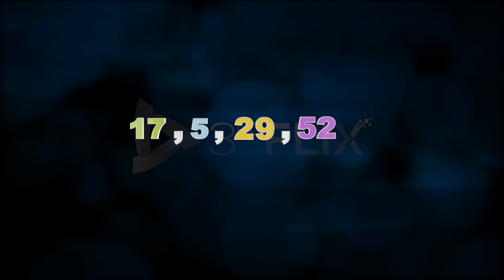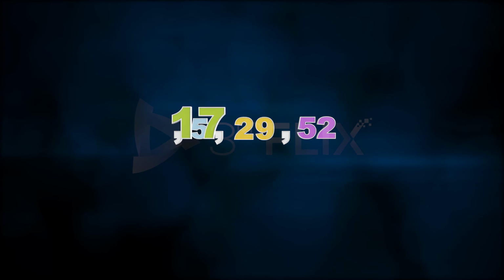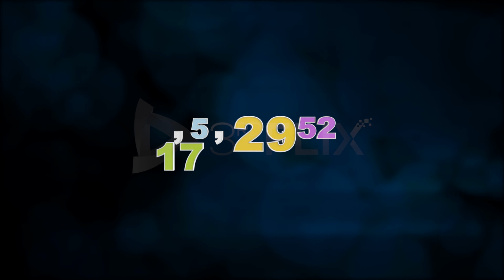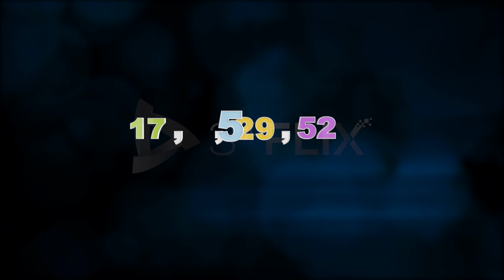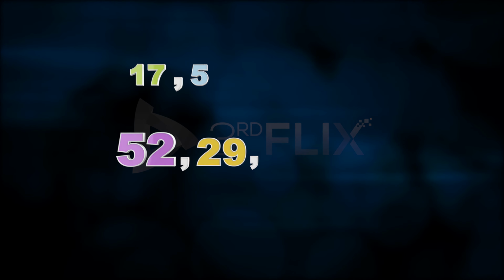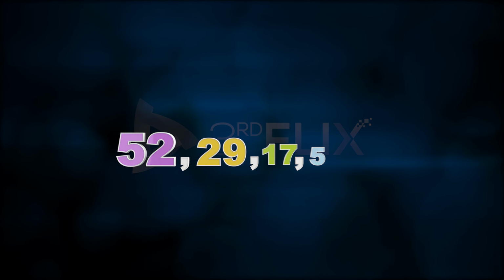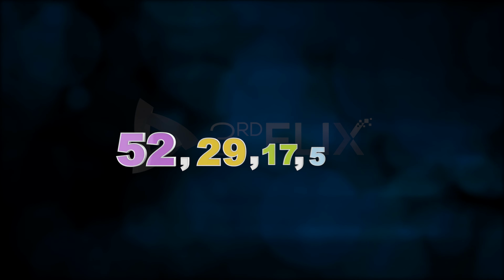52 is the biggest of all. 29 is smaller than 52. 17 is smaller than 29. 5 is the smallest of all. 52, 29, 17 and 5 are arranged from biggest to smallest.